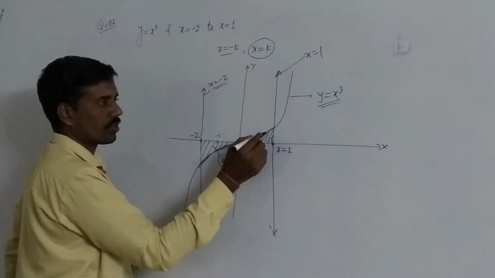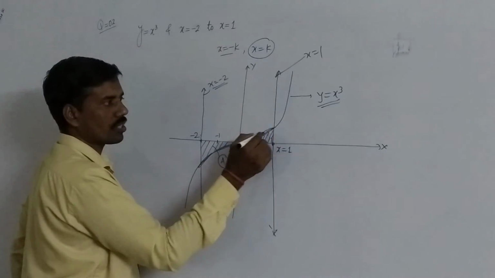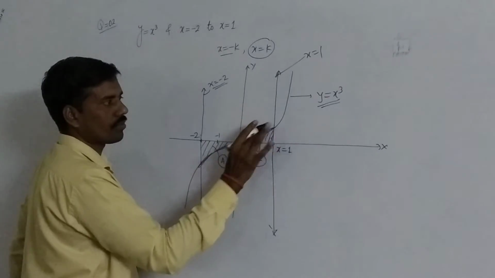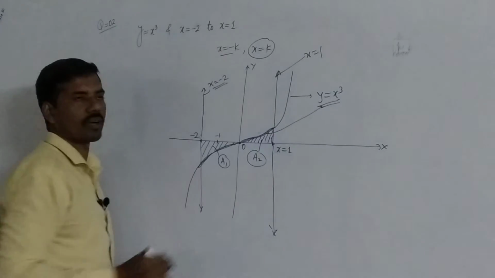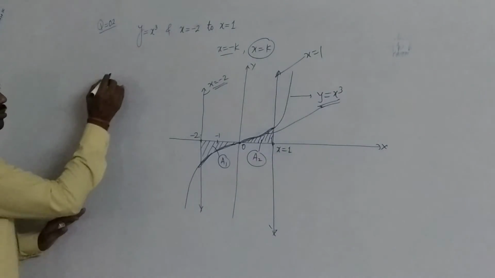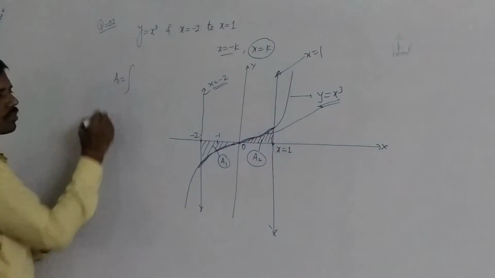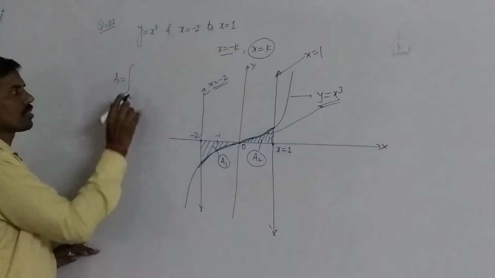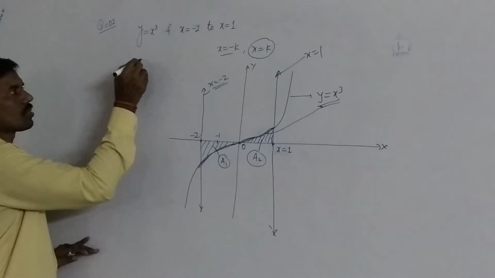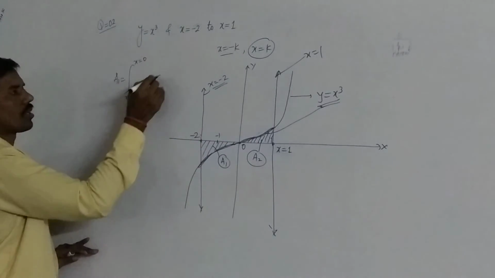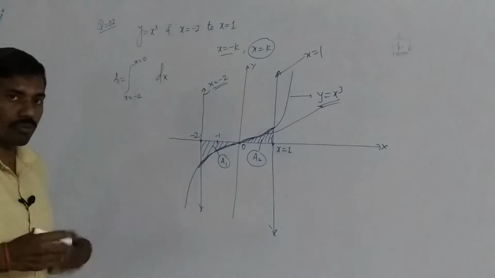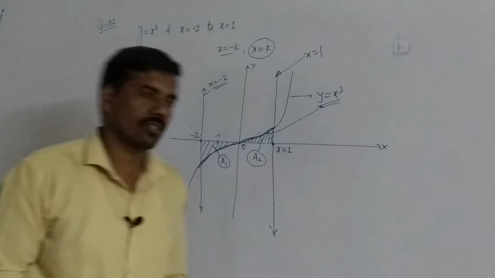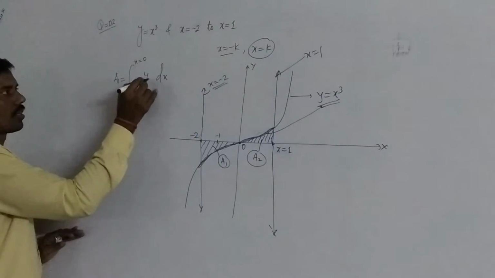और A वाला portion, ये portion किसका part है? This is a part of this, that is y is equal to x cube. Okay, so A1 is from x is equal to minus 2 to x is equal to 0. और यहाँ पे लिखना है dx, means we have to integrate with respect to x. So for that we have to write here y.